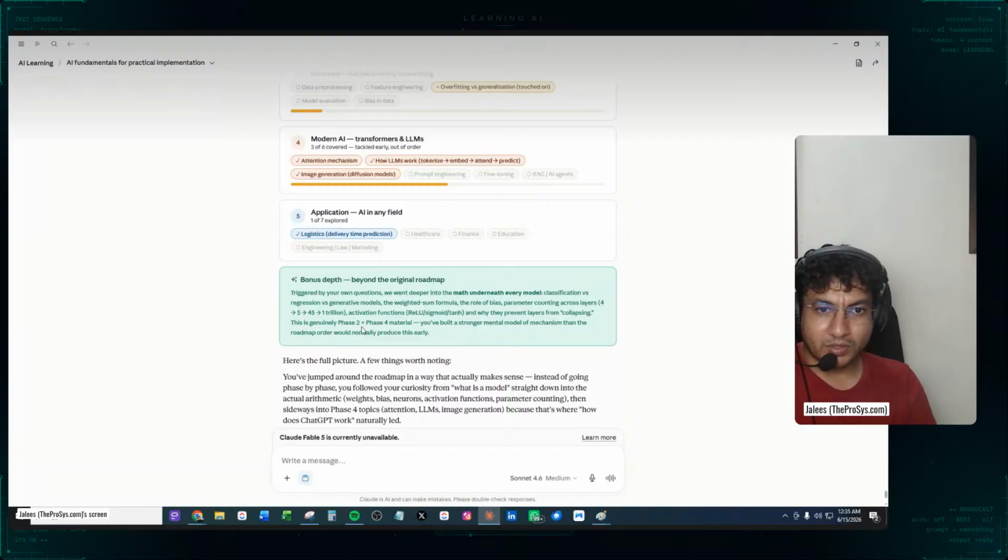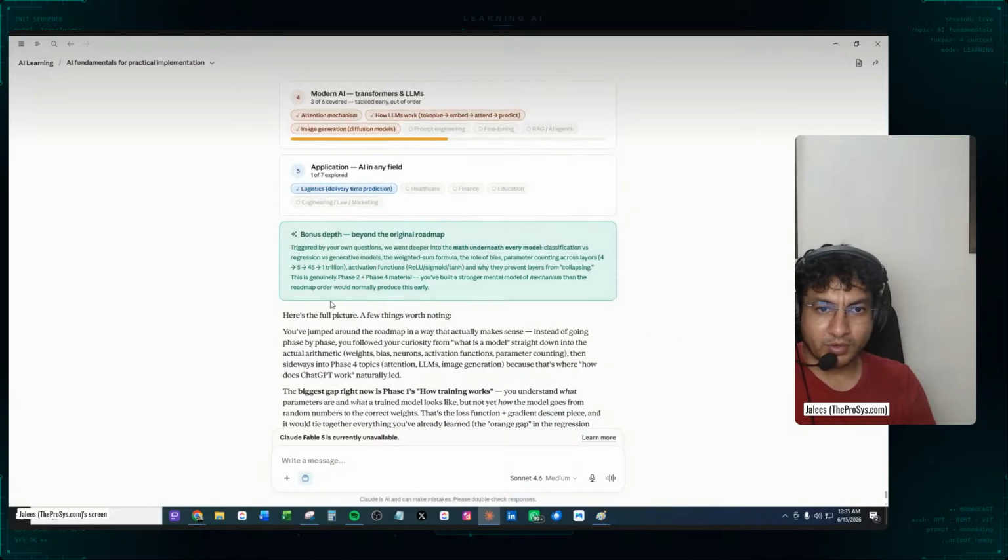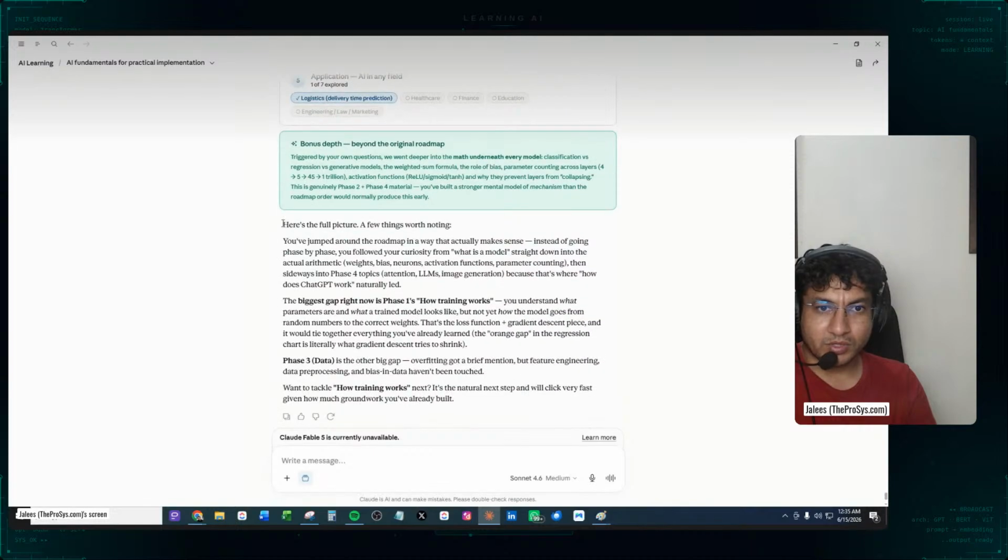This is genuinely phase 2 plus, maybe a stronger mental model of mechanisms than the roadmap order would normally produce. Here's the full picture. You have jumped around the roadmap in a way that actually makes sense. Instead of going phase by phase, you follow your curiosity.